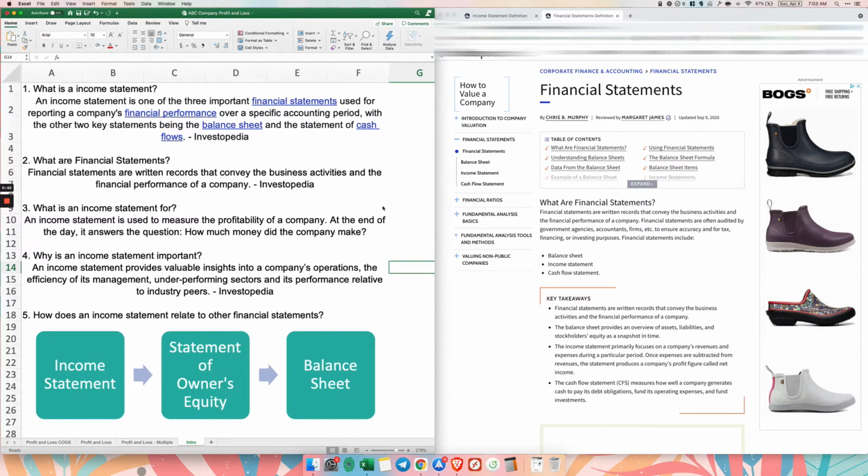So let's get started. Okay, so what is an income statement anyways? An income statement is one of three important financial statements used for reporting a company's financial performance over a specific accounting period, with the other two key statements being the balance sheet and the statement of cash flow. I just got this from Investopedia. It says financial performance. Now, financial performance can be measured by different metrics, and that's why you have different financial statements. And it says over a specific accounting period, and I'll demonstrate this right now.